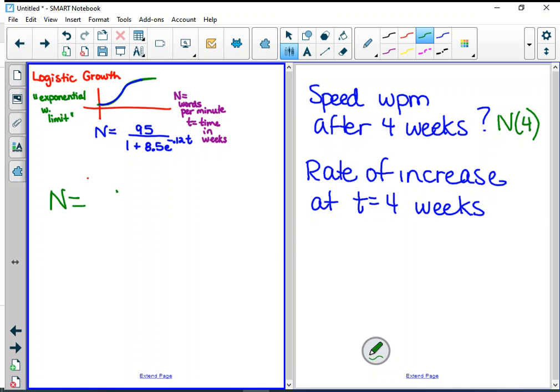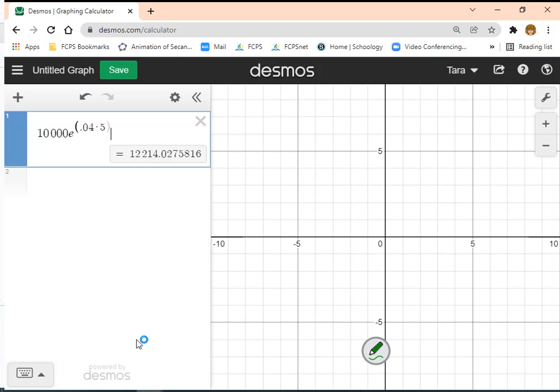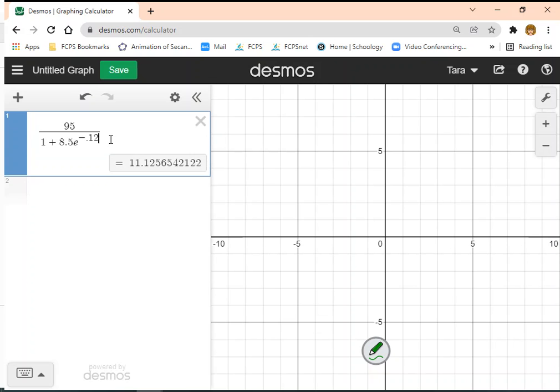which means I'm going to take 95 divided by 1 plus 8.5 e to the negative 0.12 times 4. Now, when I do this in Desmos, it's pretty easy to do because, ooh, it's jumping around on me. Come back here, mister. Why do you hate me? There we go. Desmos is pretty nice in terms of making fractions. So 95 divided by, and it kind of goes right away and says, I bet you're going to want a fraction. 8.5 e to the negative, oops, I forgot my negative 0.12 times 4.